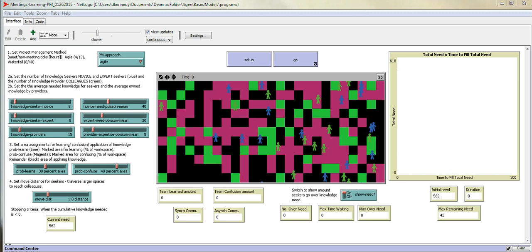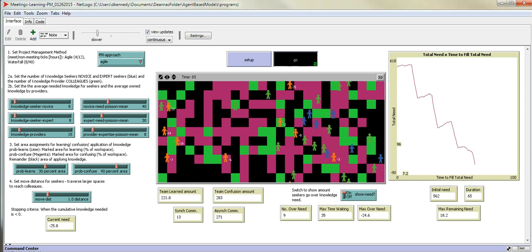So the first approach is agile, and we track it with our plot. In periods when they work alone, you see a little uptick because of the confusing patches, and then when they meet during meeting phases, it drops quickly as members gain knowledge. In total, this took 65 hours or ticks. The initial need was 562. Somebody still had 18.2 remaining, but the cumulative was negative 25.8.